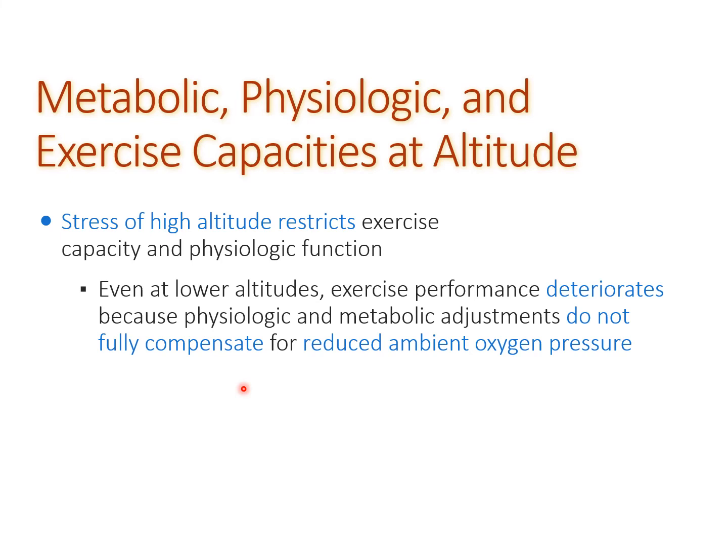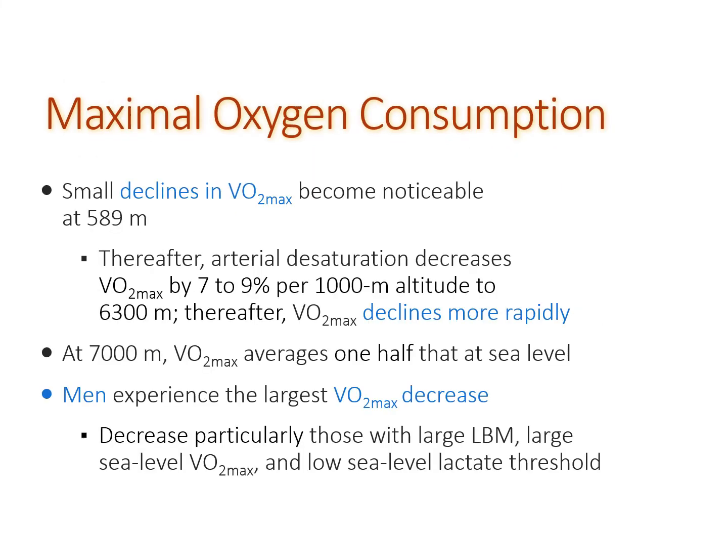So it becomes a lot more challenging as you increase in altitude. So next we're going to look at maximal oxygen consumption, and this is related more to your VO2 max. So we actually start to see declines in VO2 max noticeable at 589 meters. So it actually doesn't take that long. You don't even have to go that high, and you can start to see a decrease in your VO2 max.